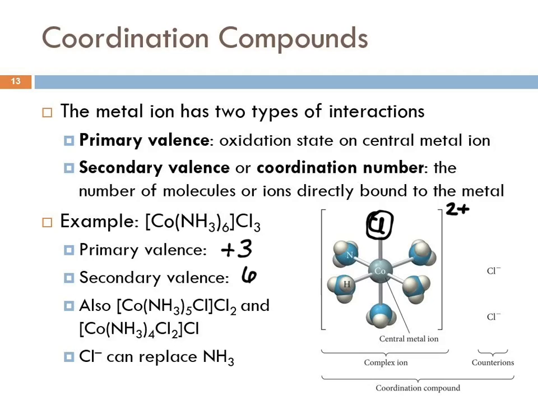So the chloride can take the place of one of the ammonia molecules as a ligand. But it won't knock it out of place. It's a different compound. It's just a different compound. And so this guy down here, Co(NH3)4Cl2, now we're going to get rid of another one of these and replace it with chlorine.